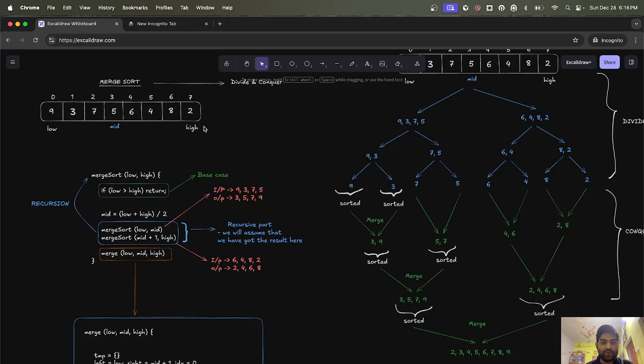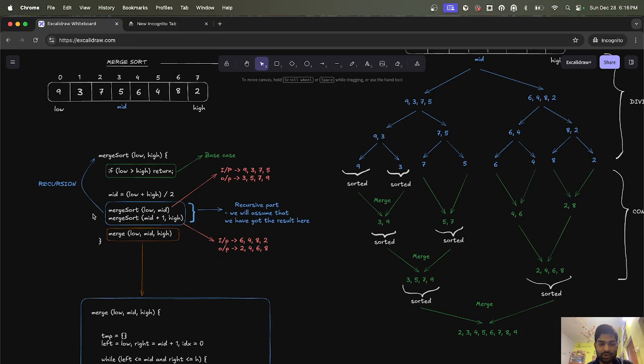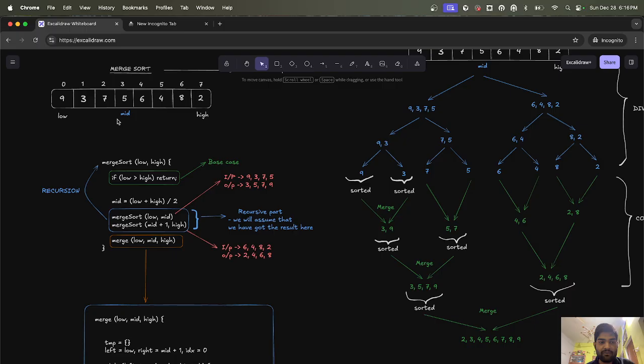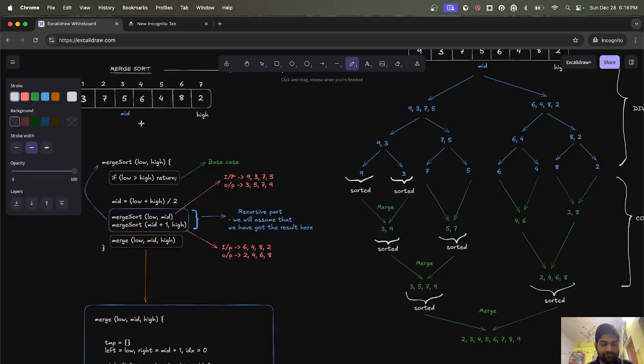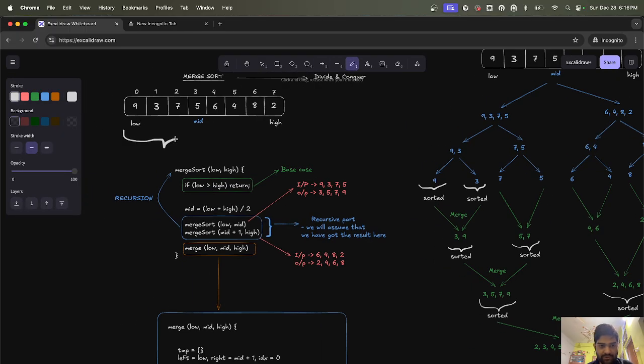So just look at this part, this blue part. I want this particular part to be sorted first, then this particular part to be sorted second, and then we want to merge them. Now we will use recursion for it. In recursion, one function calls another function, right? It calls the same function each and every time.